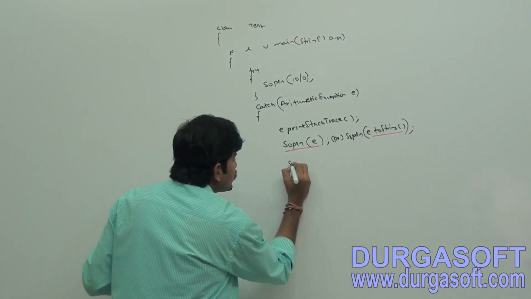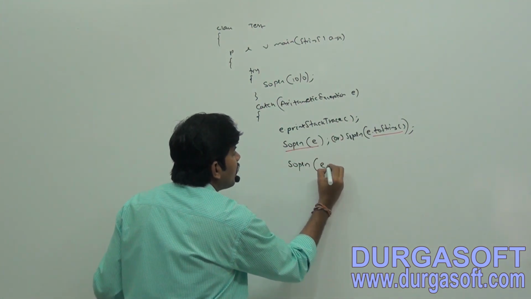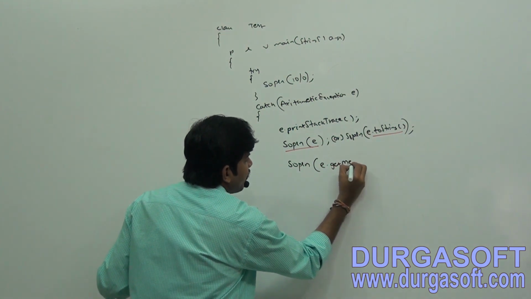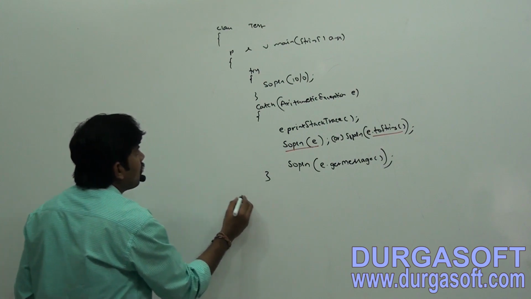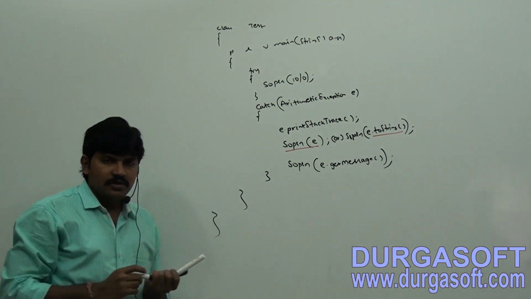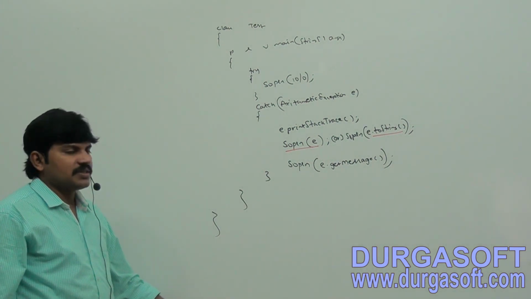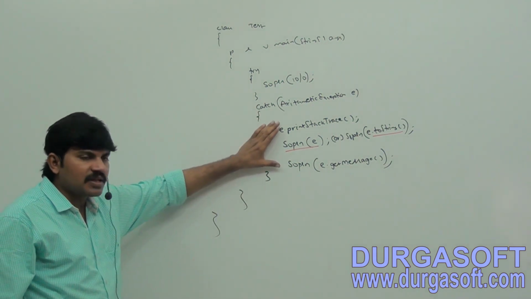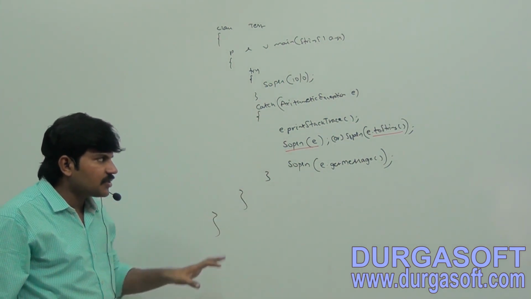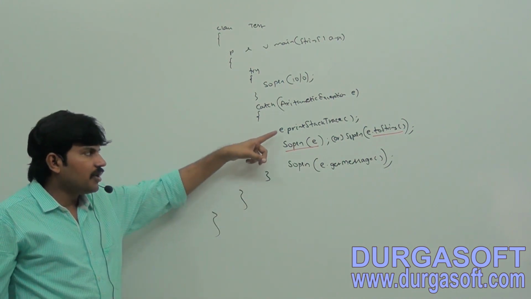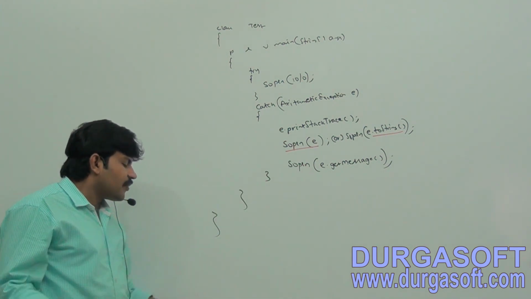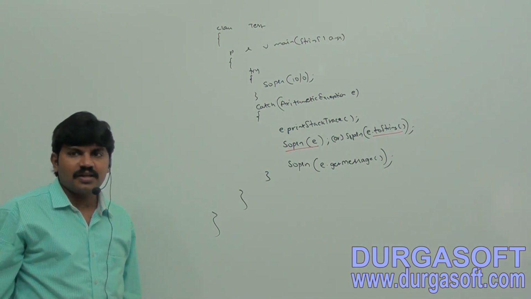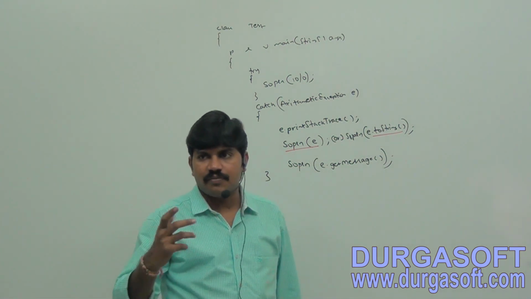Next, System.out.println(e.getMessage()) also. So in total, in how many ways, how many methods are there to print exception information? Three methods: printStackTrace, toString, getMessage. Sir, what is the difference between these three methods? You people may feel, sir, what is the exact difference, right?